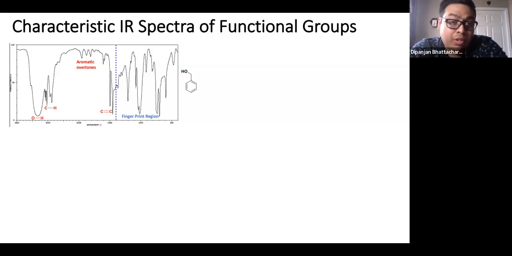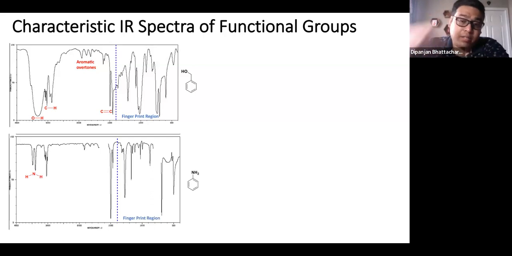So in this picture, you can see the hydroxyl stretching at 3300, a broad peak, CH around 3000, and a specific appearance of aromatic groups called aromatic overtones around 2200. And also you could see C double bond C around 1500.